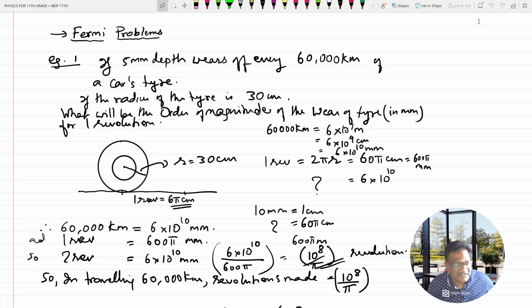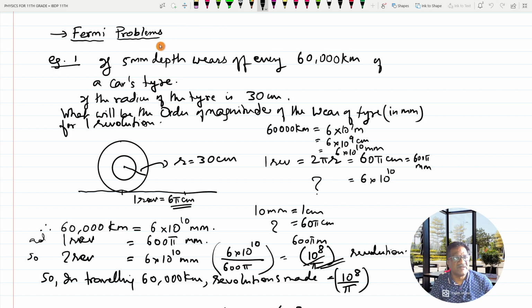In today's session I am going to continue with the IBDP session on physics that we had already started with the first chapter, that is measurement, physical measurement. In the previous lecture, I had explained to you about the physical quantities, the SI system, the order of magnitude, etc. Today I'm going to deal with something called Fermi problems.